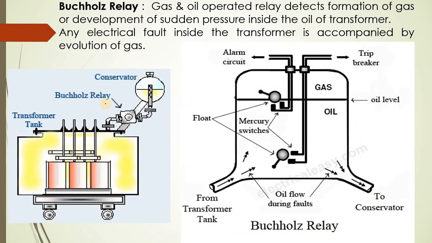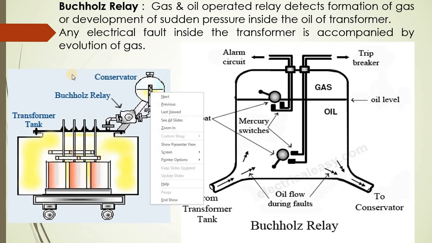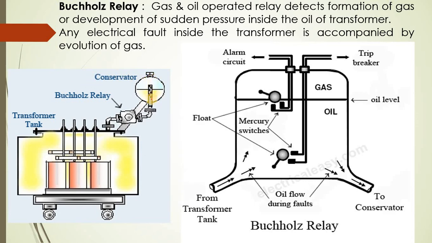Next is the Buchholz relay. You can see here, this is the Buchholz relay. It is placed in between the conservator tank and the main tank. The main tank is totally filled with oil, and when that oil expands, it accumulates in the conservator tank. The conservator tank will maintain the level of the oil. So this is the Buchholz relay, placed between the conservator tank and the main tank. You can see the internal structure here.